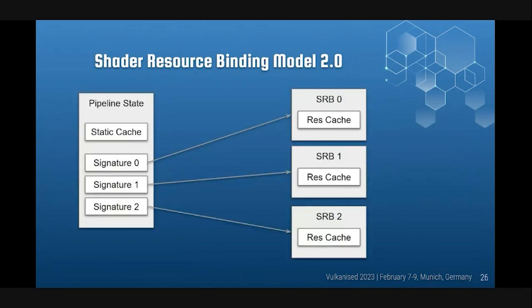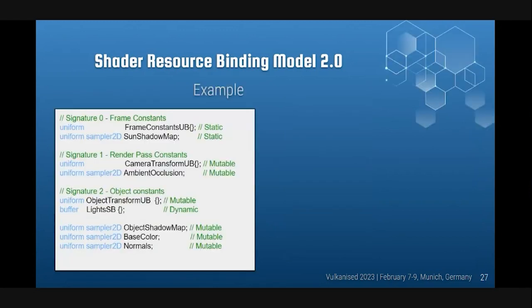So this is what it looks like with a pipeline that uses multiple resource signatures. Each signature has a corresponding shader resource binding object, and each shader resource binding object contains a shader resource cache within it. And here is another shader that uses resources grouped into 3 signatures.